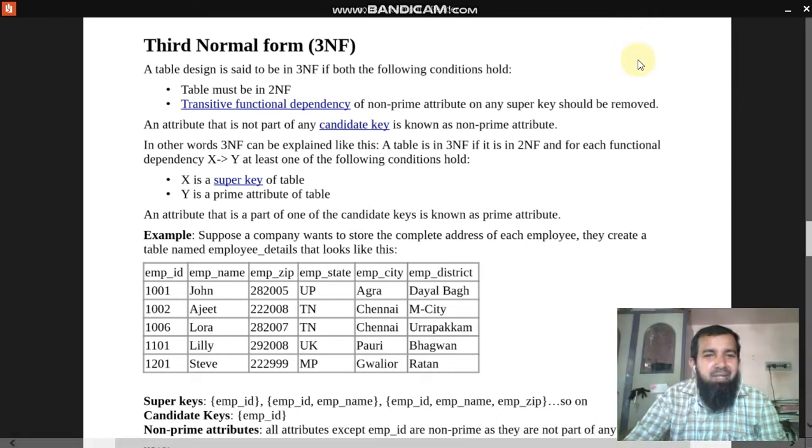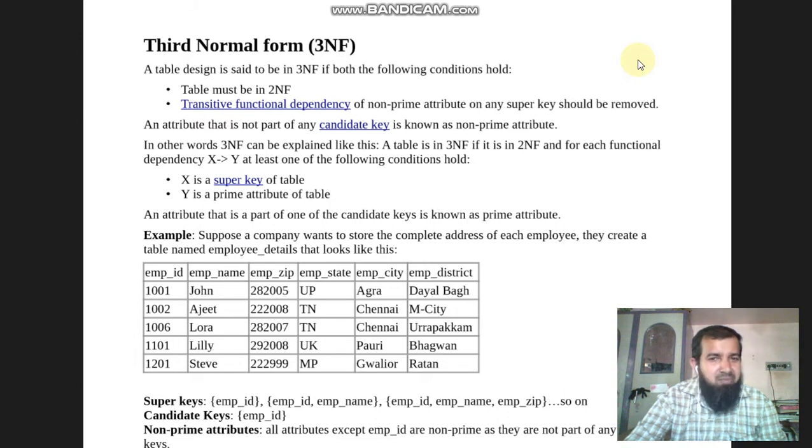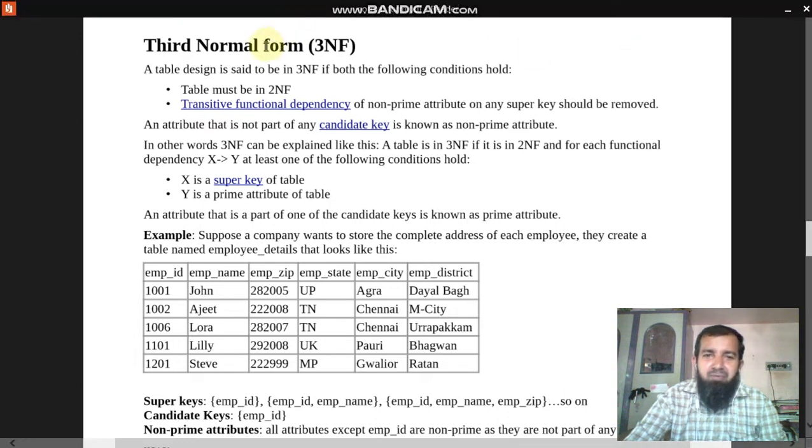Hello friends, we are discussing normal forms in DBMS. In the previous video I explained first and second normal form. Now we study third normal form.